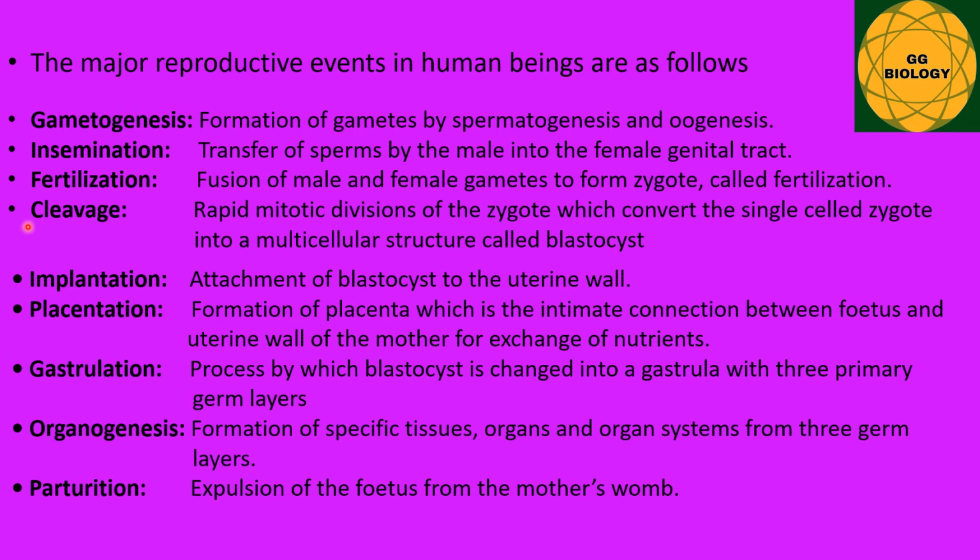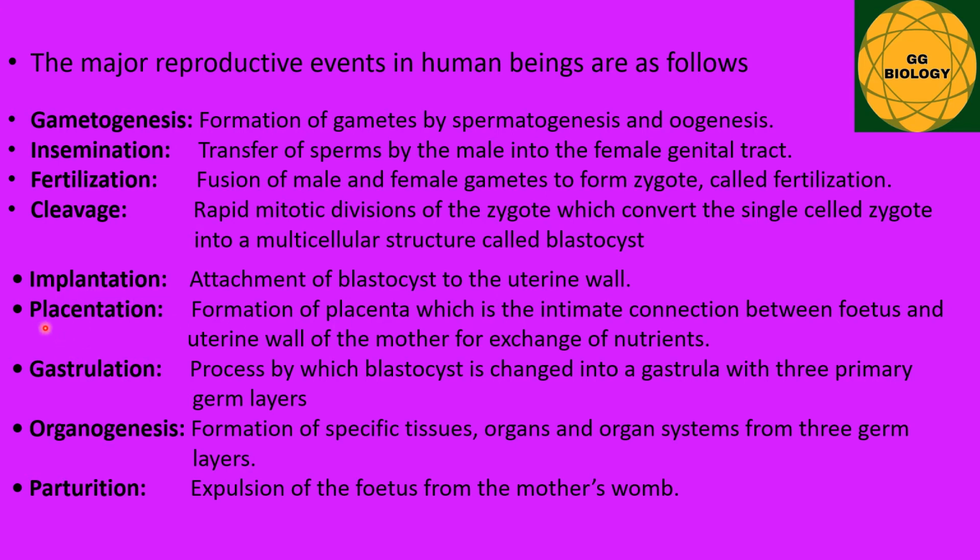After the formation of the zygote, it has to undergo mitotic cell division rapidly. Such a process is called cleavage. So rapid mitotic divisions of the zygote convert the single cell zygote into a multicellular structure called the blastula or the blastocyst. And the blastula has to get implanted into the uterine wall. Such a process is called implantation. So attachment of blastocyst to the uterine wall is known as implantation.